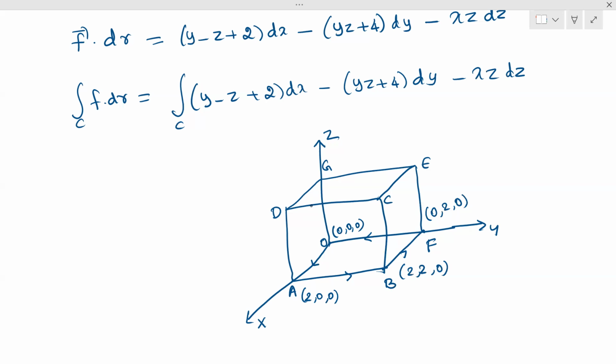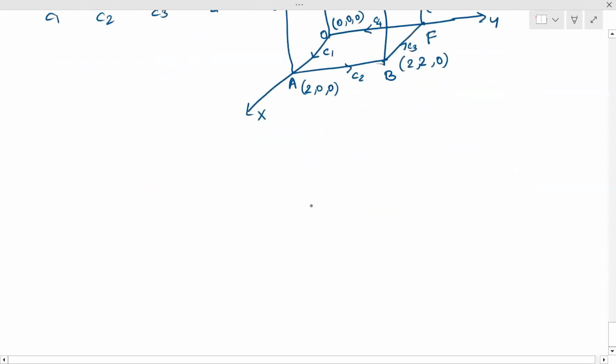So here totally we have to evaluate the LHS. The LHS is nothing but the line integral. Here totally we are having 4 lines: C1, C2, C3, C4. So our line integral can be divided into 4: integral over C1, C2, C3 and C4. So first we do for C1.